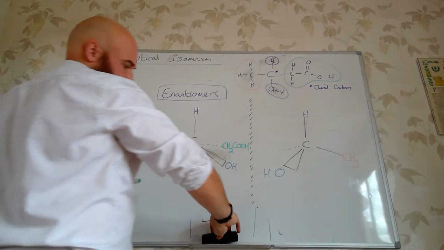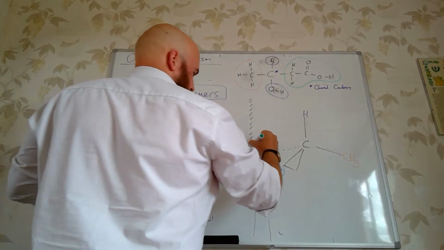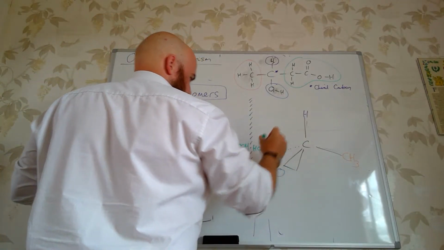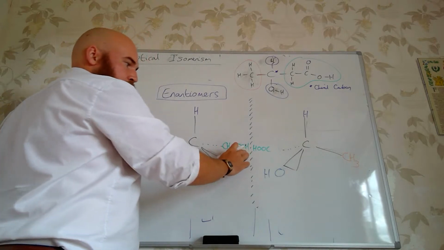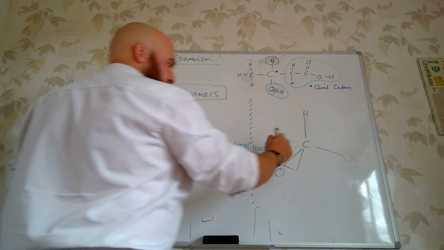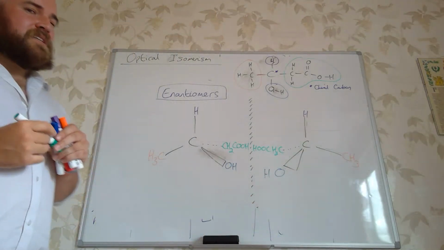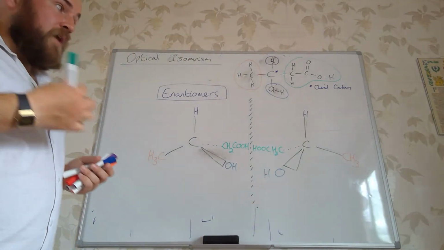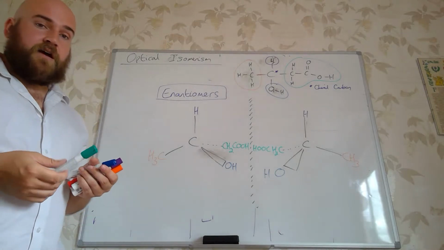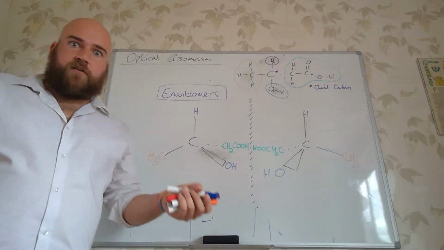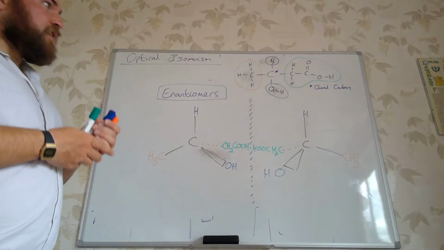Okay, so I'm going to start with a HOOC. So COOH becomes HOOC, and then H2C. That's why these are slightly trickier. But again, when you're drawing your enantiomers in the work that your teachers have set you this week, I would go through the same procedure.